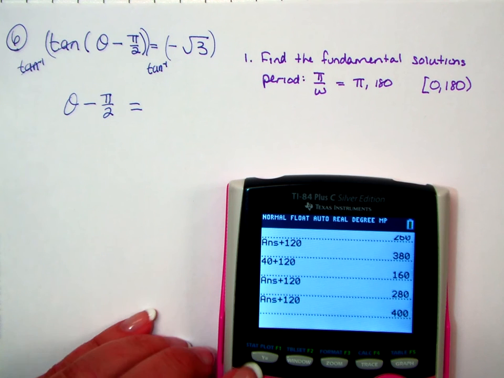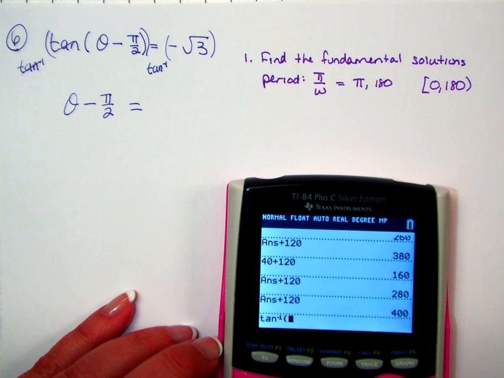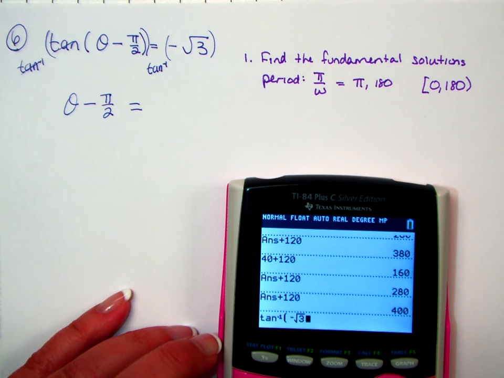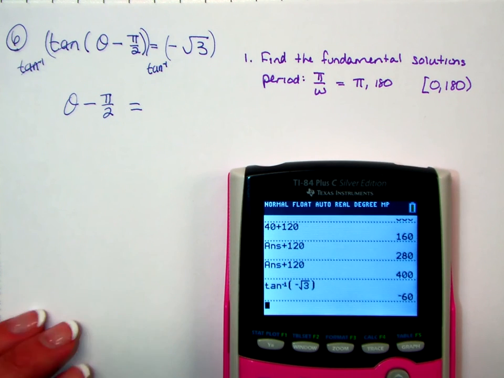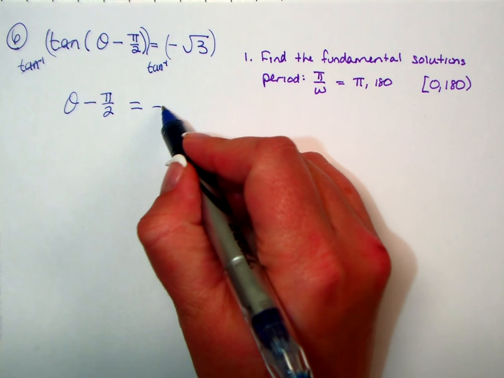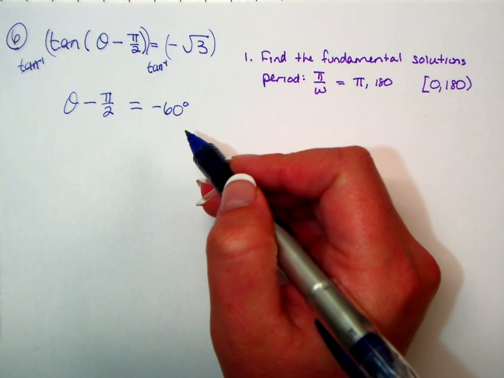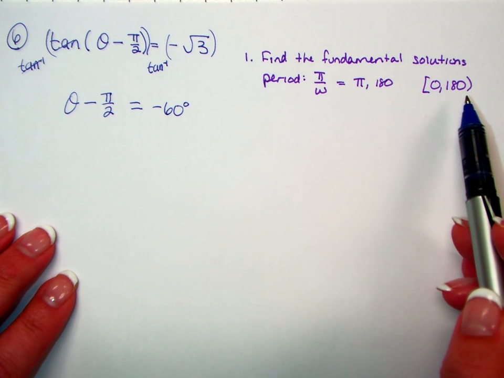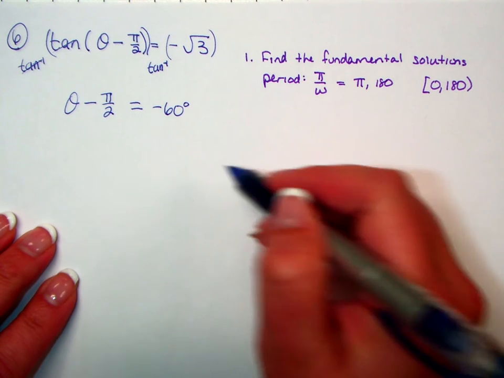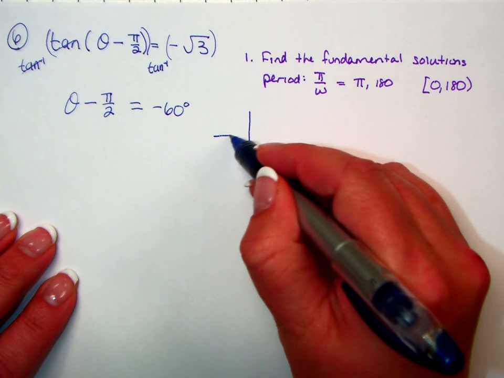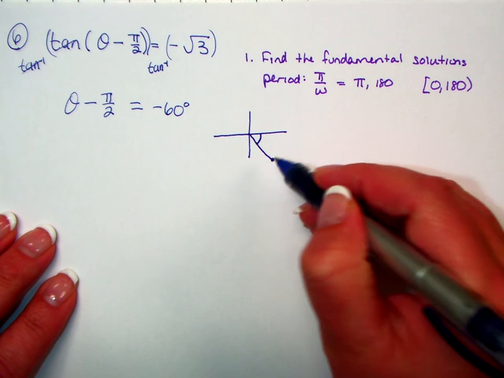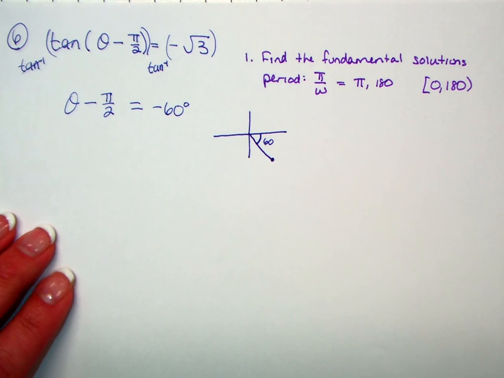So if I do tan inverse of negative square root of 3, I'm going to get negative 60 degrees. Now this doesn't count as a fundamental solution, because my fundamental solutions have to be between 0 and 180. So I'm going to go on a unit circle here. Negative 60 degrees is here, which is exactly where tan inverse is negative, right?